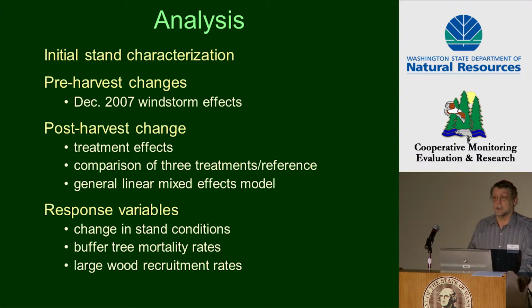The 2007 data were used to characterize the initial stand conditions before harvest, and then we compared the 2007 and the 2008 surveys to document changes during the pre-harvest period, especially to document the effects of that intense windstorm with hurricane force winds that affected the coastal areas of southwest Washington the winter between the 2 pre-harvest surveys. And we documented the magnitude of post-harvest change by comparing the 2008 and the 2010 surveys.